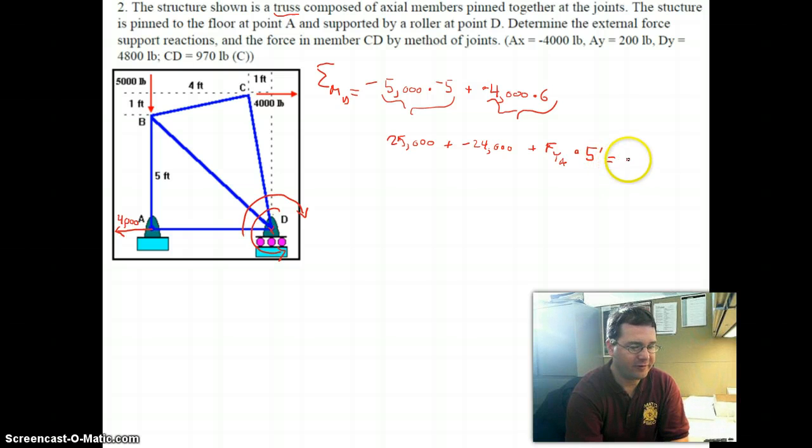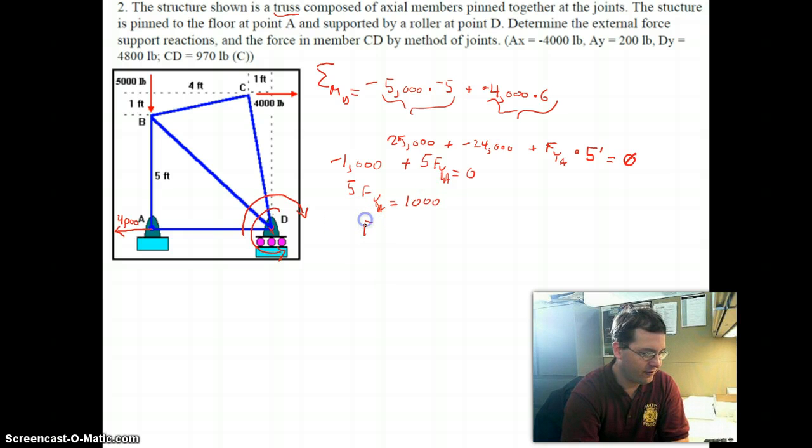Now, what do all these moments need to sum to? They all have to sum to 0 for this to be in static equilibrium. So as I start looking at this, I get negative 1,000 plus 5 times the force in the y direction at point A equals 0. If I push this around a little bit, 5 times the force in the y direction at point A equals 1,000. And the force in the y direction at point A equals 200.